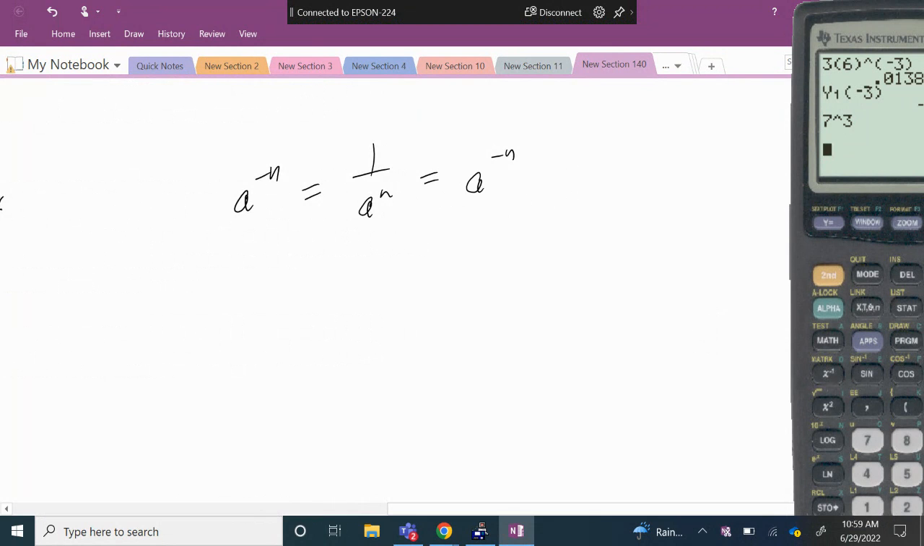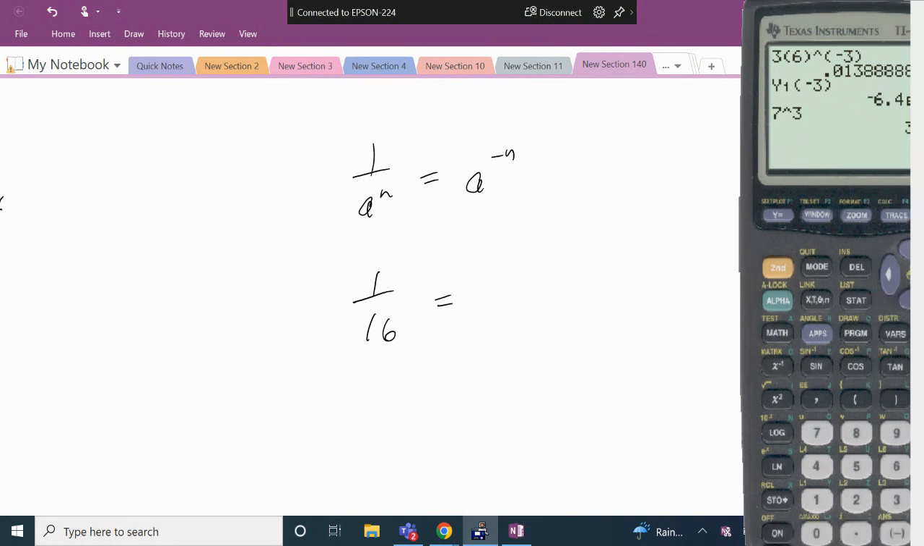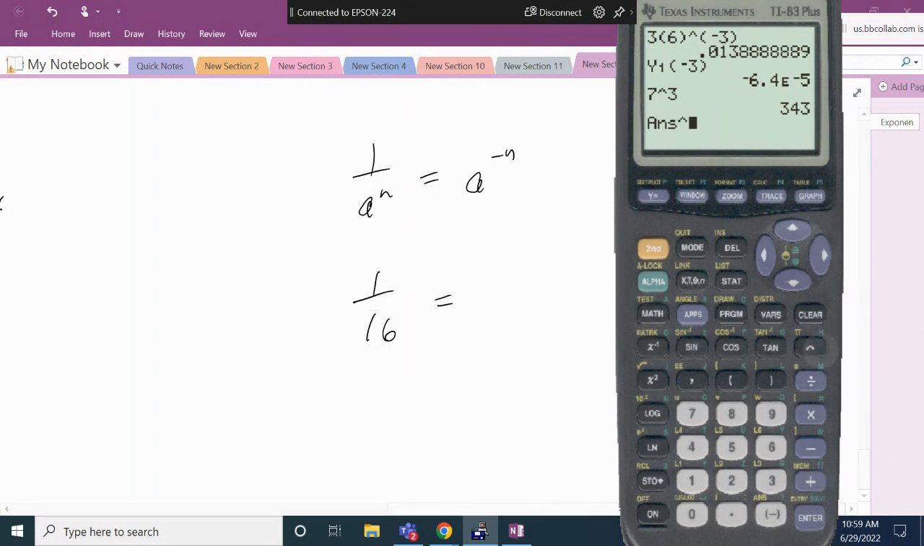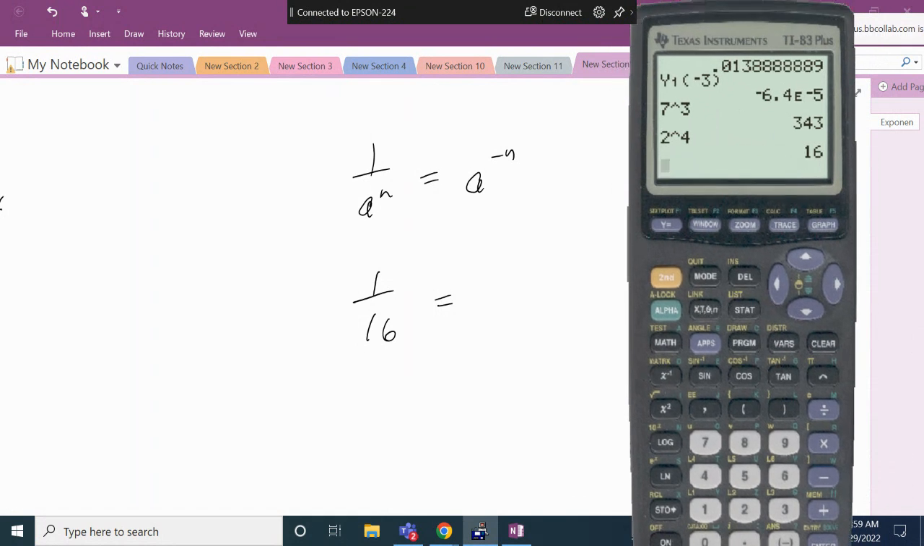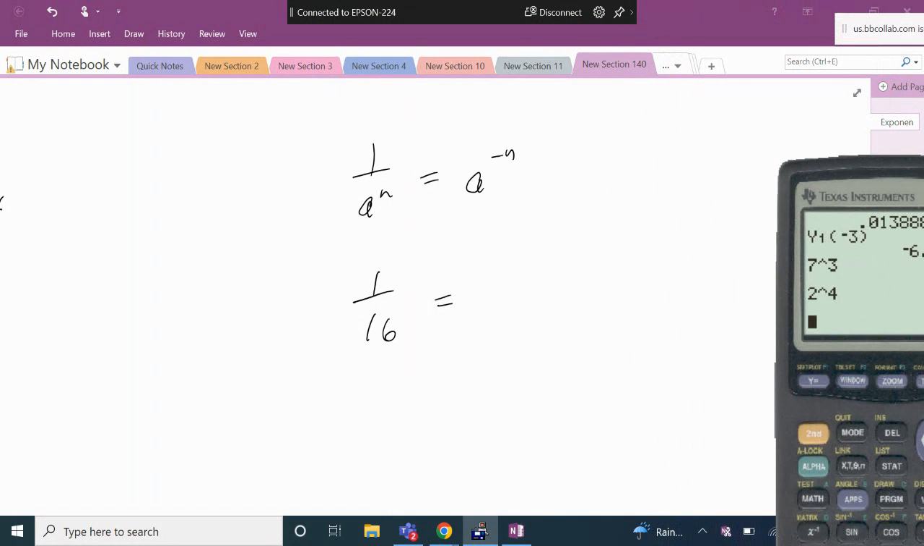Which is actually how we're going to use it. So we have 1/16, right? 16 would be 2 to the 4th power, right? So just to verify that, 2 raised to the 4th power is 16. But since we have 1/16, that's 2 raised to the negative 4th power.